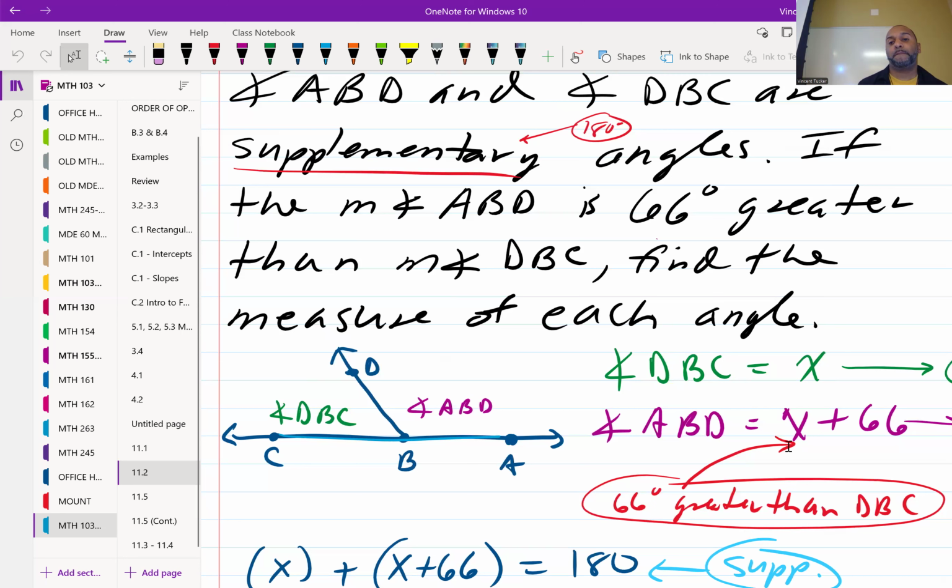All right. Make sure we're okay with the initial setup. Because of the relationship and the lack of information, we would call DBC X because we don't know what it is, but we do know that ABD in reference to DBC is 66 degrees more. So we do X plus 66.